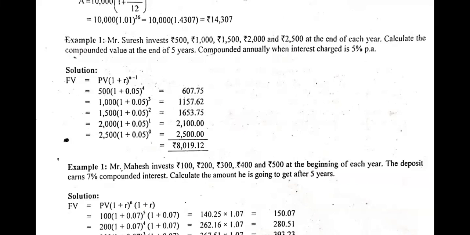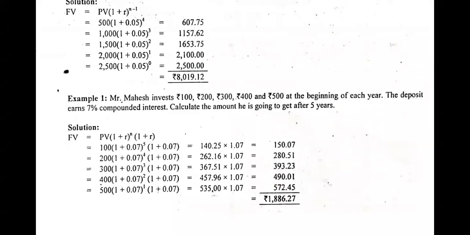Now, a similar problem. Mr. Mahesh is also making investments of 100, 200, 300, 400, 500. But the difference is he is depositing at the beginning of each year, and he is earning an interest of 7% compounded. Calculate the amount he is going to get after 5 years.